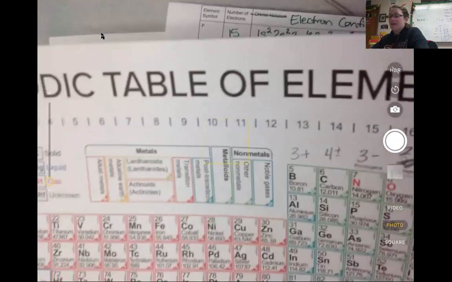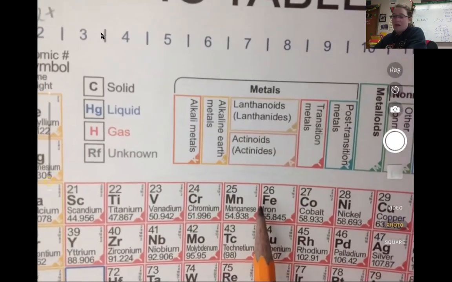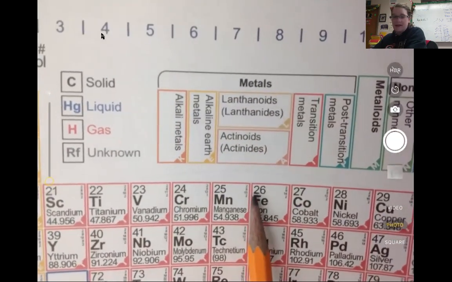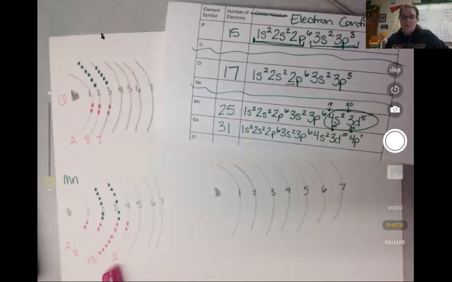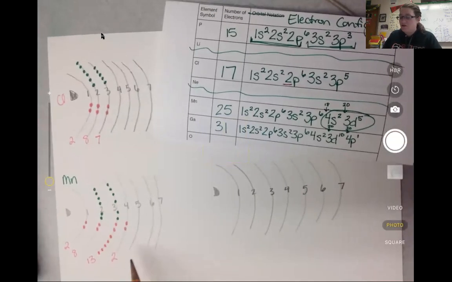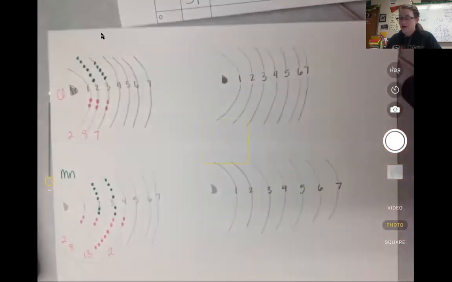Then we can compare with manganese. Manganese is right here, and it says 2, 8, 13, 2. So you can use your periodic table for this now. We don't have to worry too much about writing out electron configurations, because we know how many electrons are in each energy level.